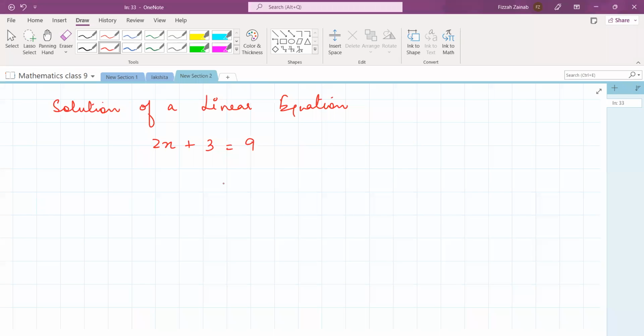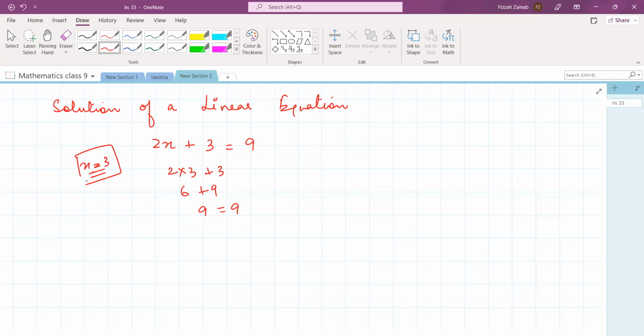So simply looking at this equation, can you see if I put x is equal to 3? So 2 into 3 is 6, right? And 6 plus 3 is 9. So left hand side is same as right hand side, right? If I take x is equal to 3, isn't it? So it will be like 2 into 3 plus 3. So this is 6 plus 3, which is actually 9. So 9 is equal to 9. So that means this particular value is a solution of this equation. Understood?